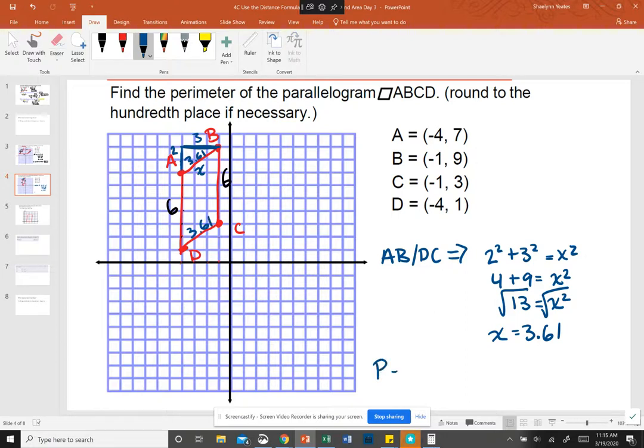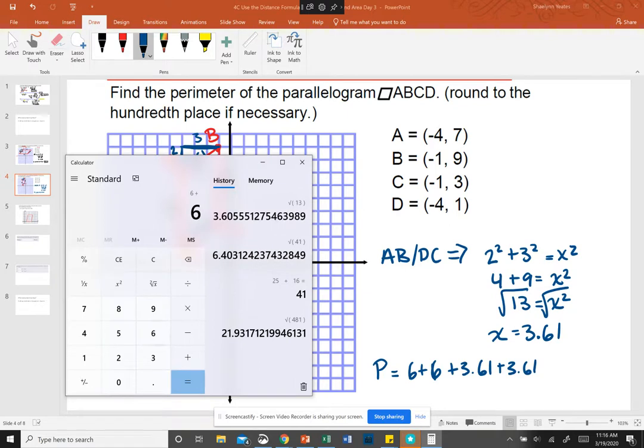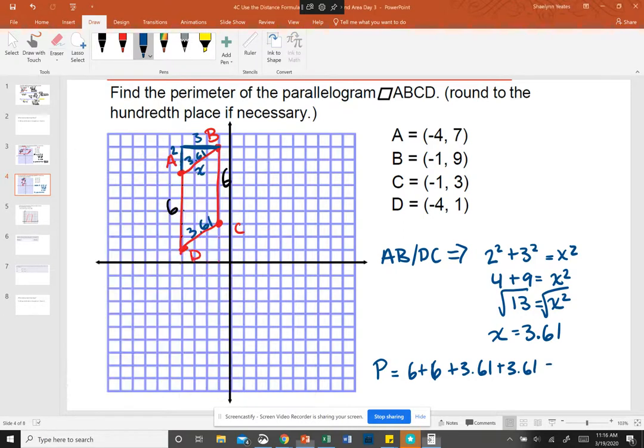So my perimeter is just going to be 6 plus 6 plus 3.61 plus 3.61. So I'm going to do that in my calculator. 6 plus 6 plus 3.61 plus 3.61. And we get 19.22. Notice that I am rounding to the nearest hundredths because it's asking me to in the problem. If it asked me to round to the nearest thousandths, I would need to go 3 decimal places.